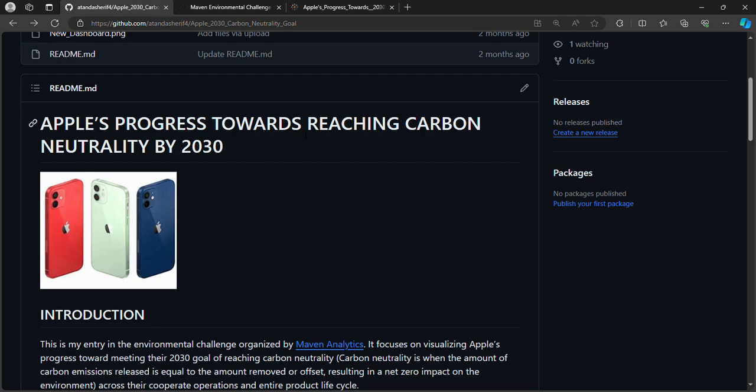Carbon neutrality, I want to start by defining what it means. Carbon neutrality is simply the process whereby either an individual or an organization balances the amount of carbon it is releasing into the atmosphere by also providing means in which the carbon that is released is taken back. That is the definition of carbon neutrality. Apple seeks to reach carbon neutrality by 2030.